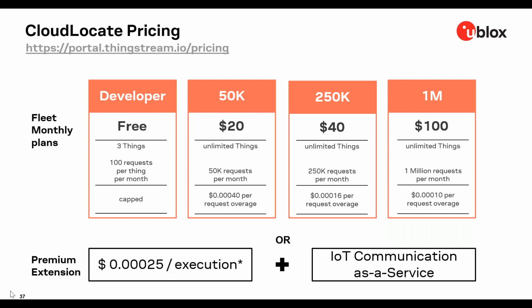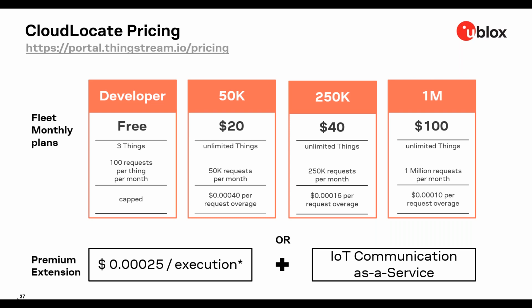You see, for example, that the first paid plan is 50K requests for $20 per month, and then if you go over, the overage price is shown in the picture. And then it's the same for the other plans. If you need more than 1 million requests per month, just contact us and we will set up a discussion to see which is the right pricing for you.